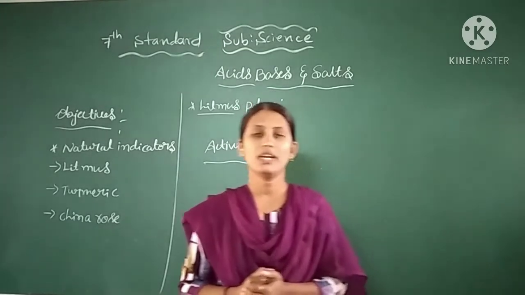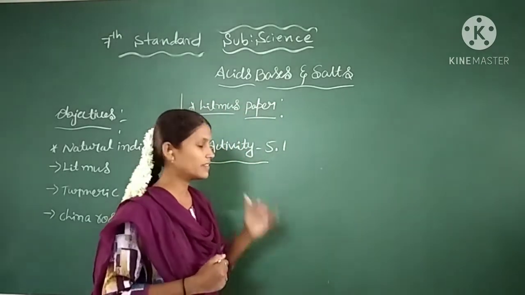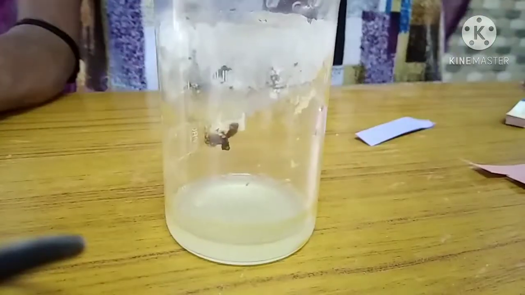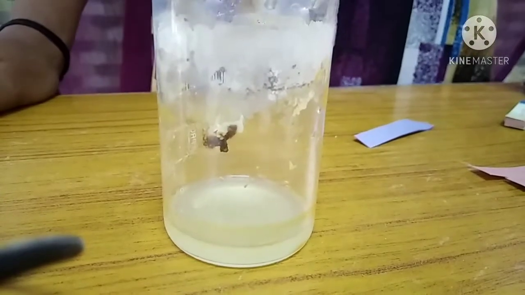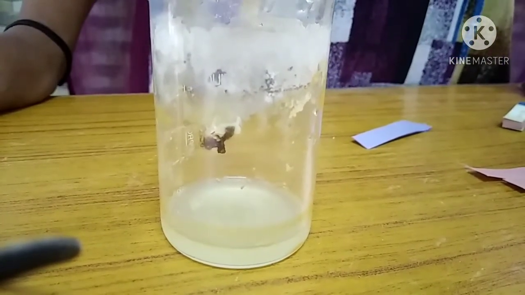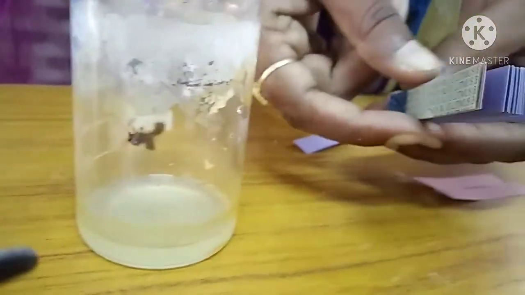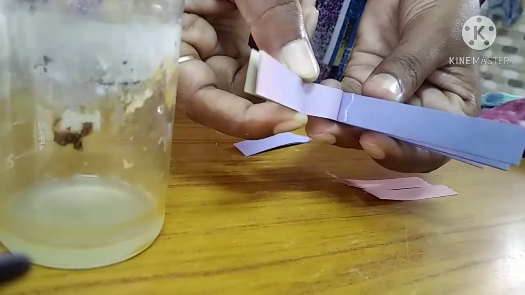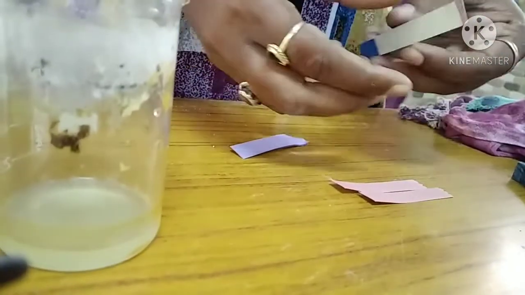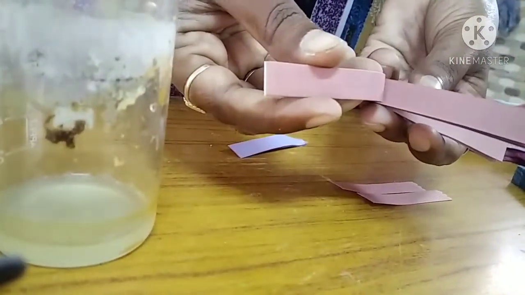By doing one of the activities, that is activity 5.1. Yes, my dear children, now we will do activity 5.1 by using the types of litmus paper. So these are the blue litmus papers and these are the red litmus papers.